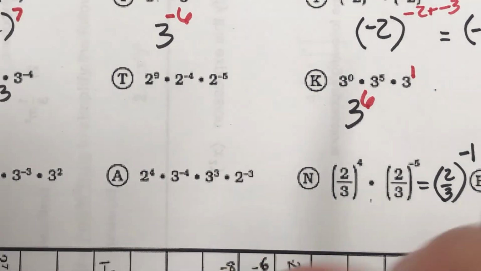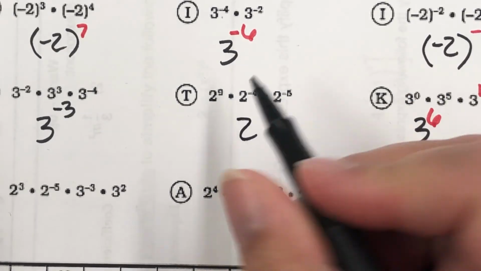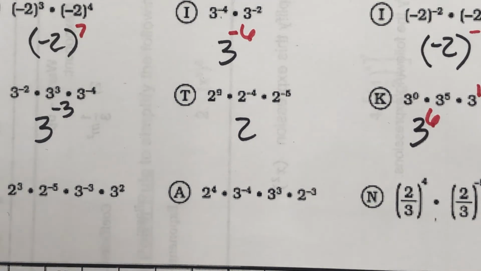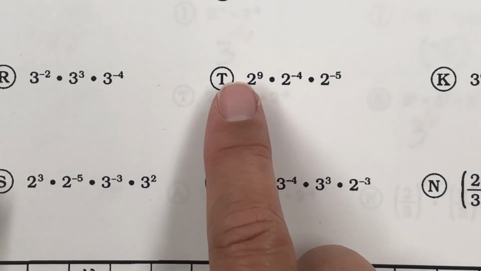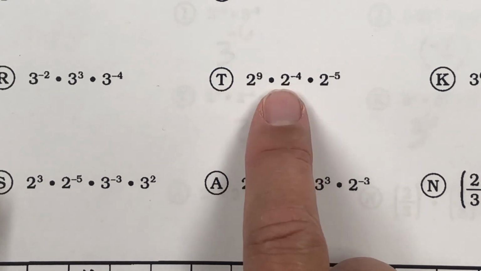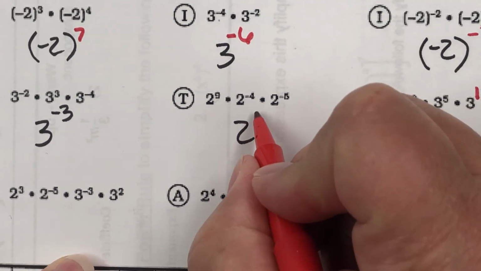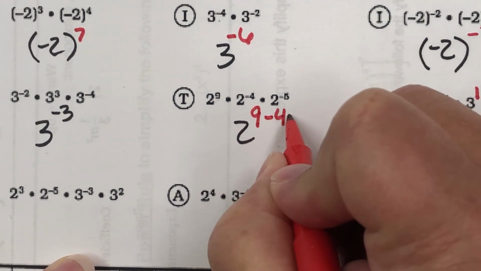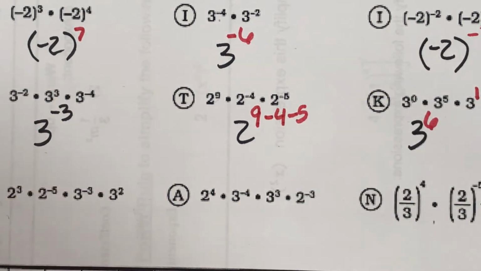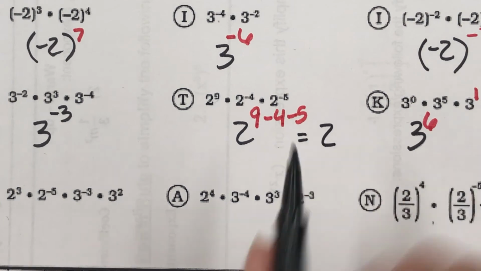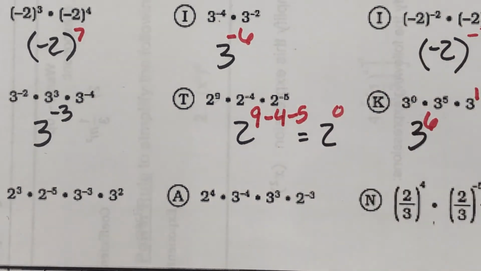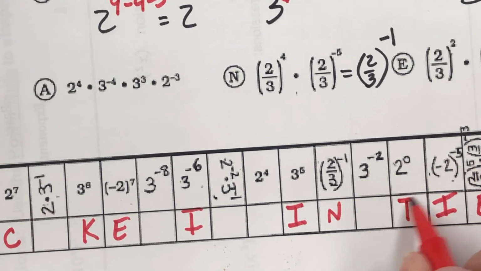Keep the base 2. And now I need glasses because I can't see those numbers. I don't know about you, but they're a little blurry to me. I actually have another copy of this paper with better numbers on it. So I'm going to get it from here. 9 minus 4 is 5. 5 minus 5 is 0. So this is going to be 9 minus 4 minus 5, and I get 2 to the 0 power. Sorry about the blurries. 2 to the 0 power, that is down here, letter T.